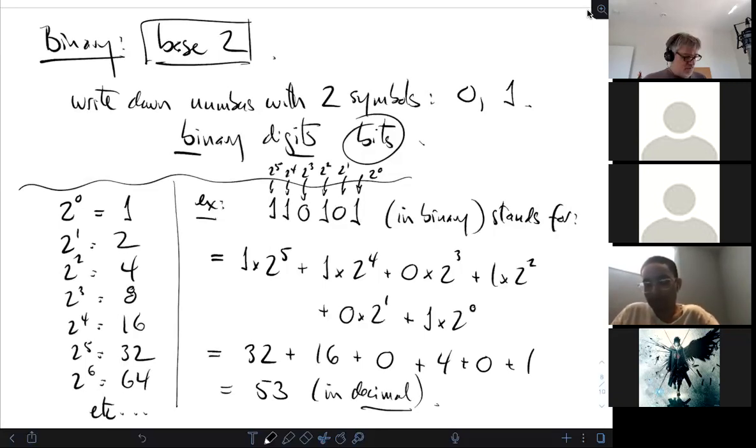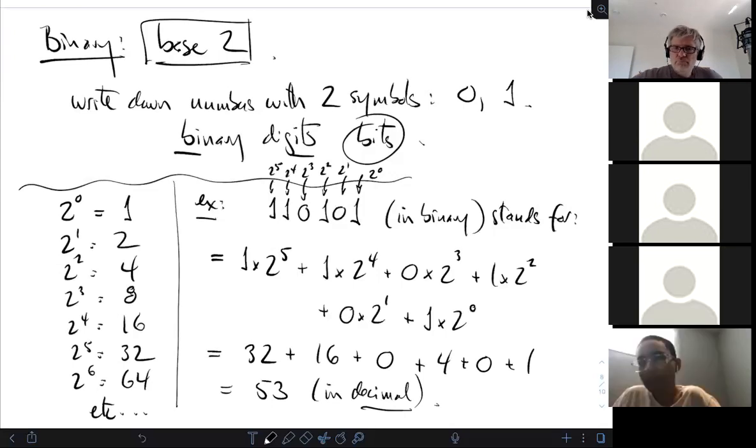Okay, so 110101 in binary is the same as 53 in decimal. Okay, makes sense? Is that okay? Yep. All right.